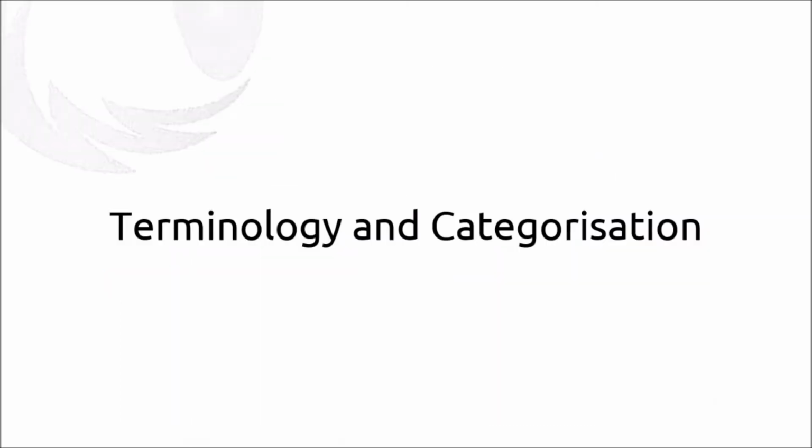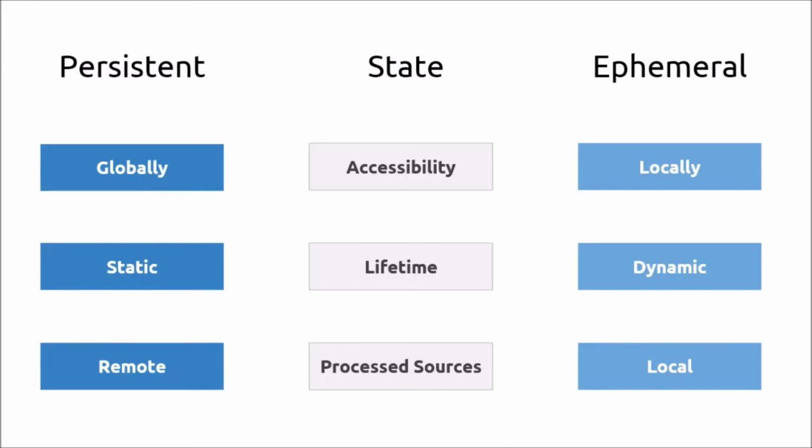Let me give you a little bit more terminology and categorization so that you can really see what the difference between global and local, or global and ephemeral state is. I have three different questions that I ask about state. What is the accessibility? What is the lifetime? And what are the sources of state?